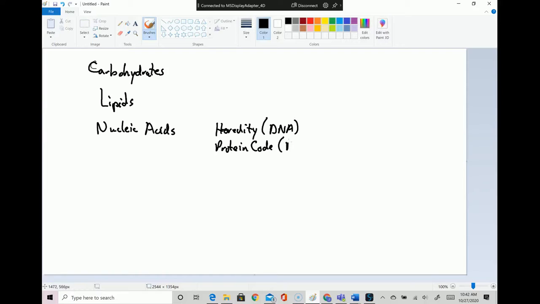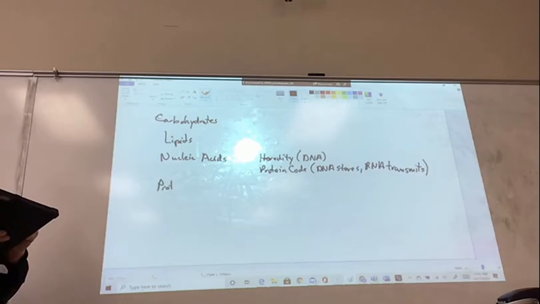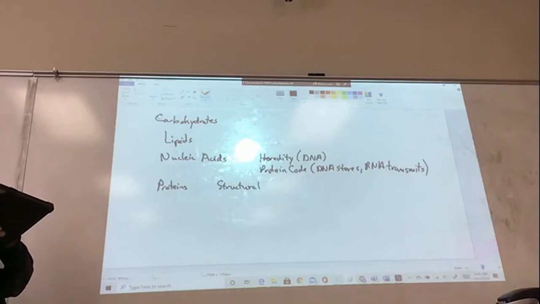And we said DNA stores, RNA transmits, and now we have proteins. And our first function is structural. And the two examples I've used are keratin and collagen.